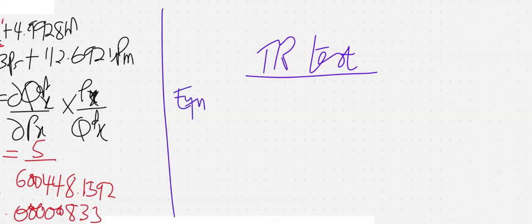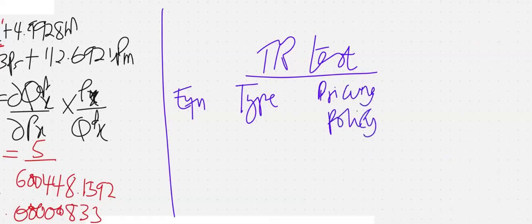We have the type, right? We have the pricing policy. Then we have the effects, or let me say TR. Then write a TR. So this is the TR test. Now watch. When elasticity is more than 1, and when elasticity is less than 1, and when elasticity is equal to 1.